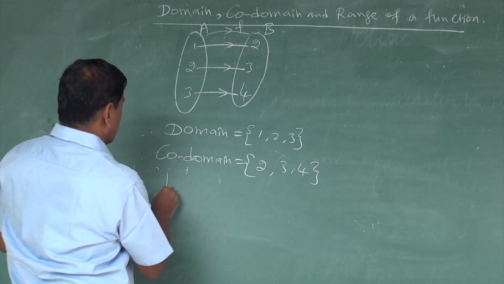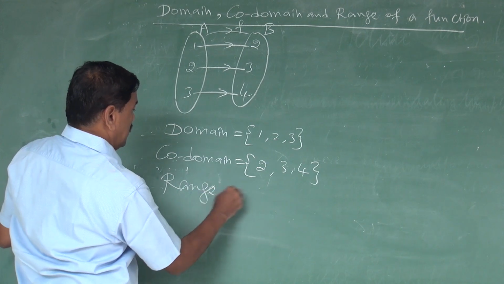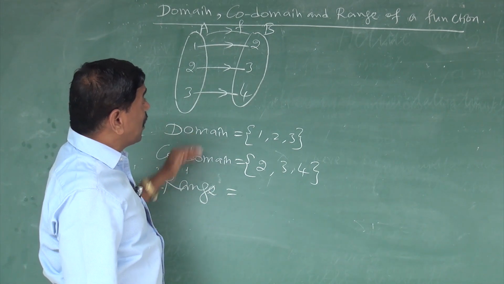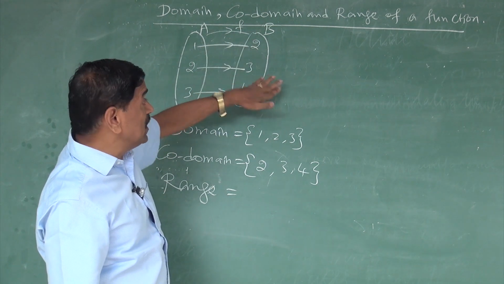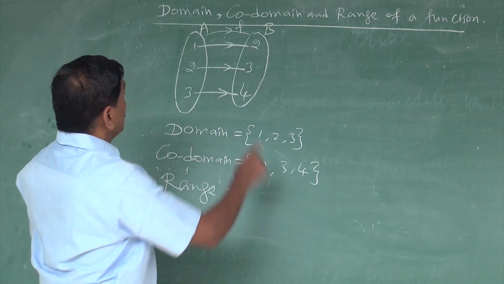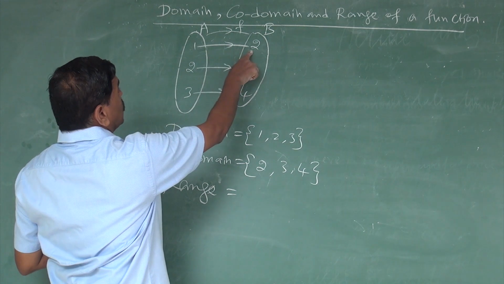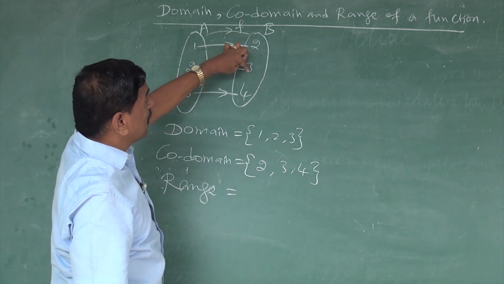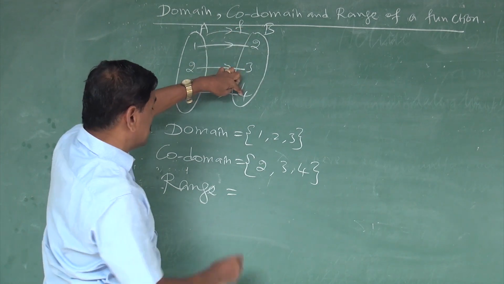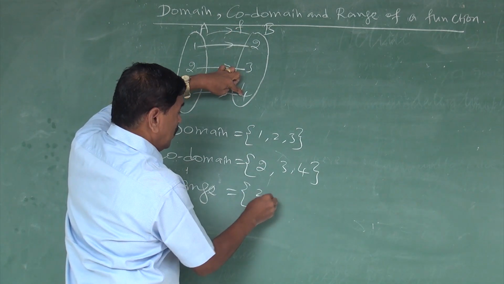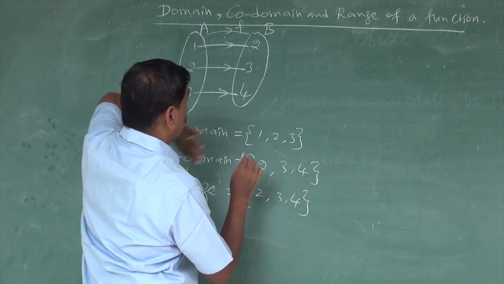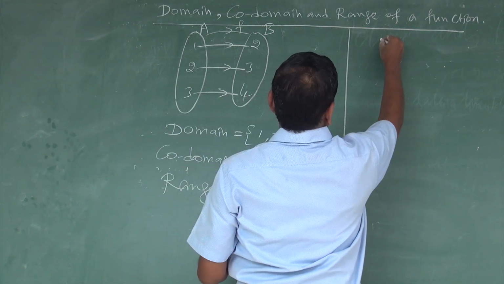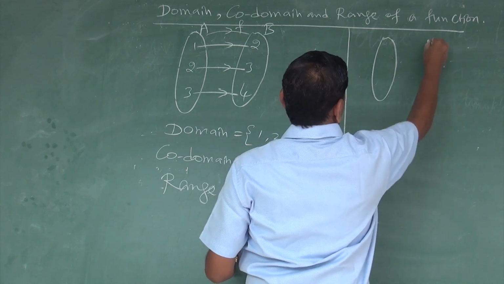Now range. Listen, range is the set of all images. Here 1's image is 2, 2's image is 3, 3's image is 4. Here 2, 3, 4 are the set of all images. Therefore, range is equal to {2, 3, 4}. Okay, suppose let us consider some other example.